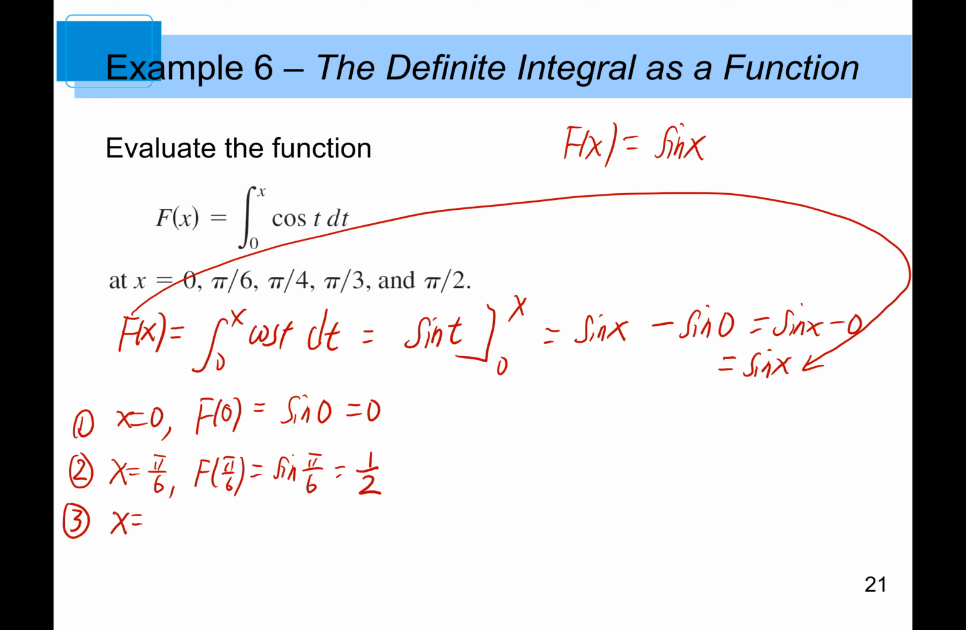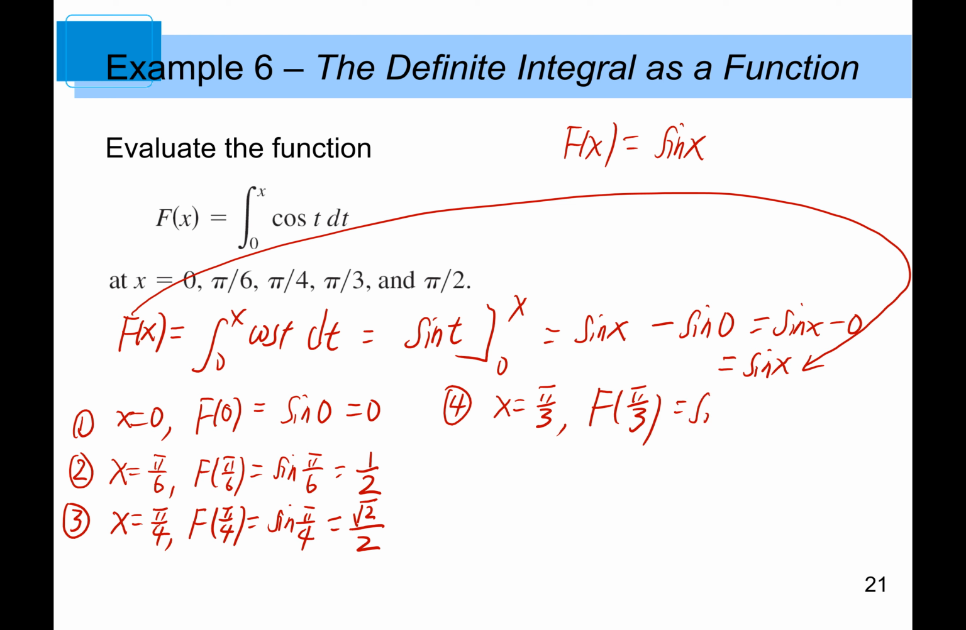So when x equals pi over 4, f of pi over 4 equals sine pi over 4. Sine pi over 4 equals radical 2 over 2. Fourth one, x equals pi over 3, so f of pi over 3 is sine pi over 3, sine 60 degrees, which equals radical 3 over 2. So the area under the curve from 0 to pi over 3 equals radical 3 over 2.